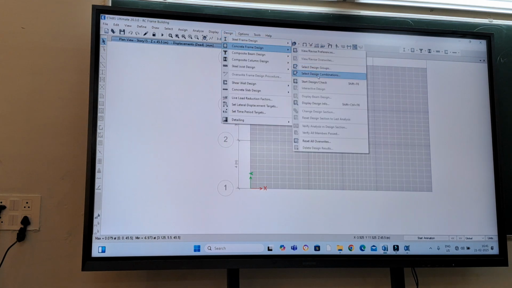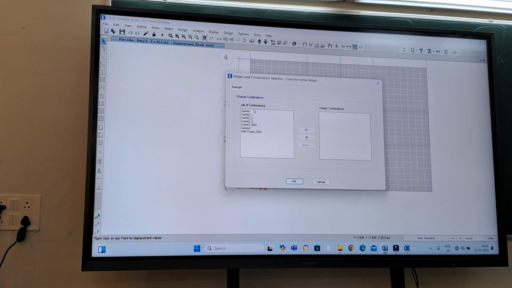Then you also have to consider whatever combinations you have created. I do not have so many combinations, only what is given in the code. You will first create all those combinations, then those will appear in this box. You have to select those, then shift them to the other box. Whatever is available in this box will be considered for the design. Before designing, you have to do this.